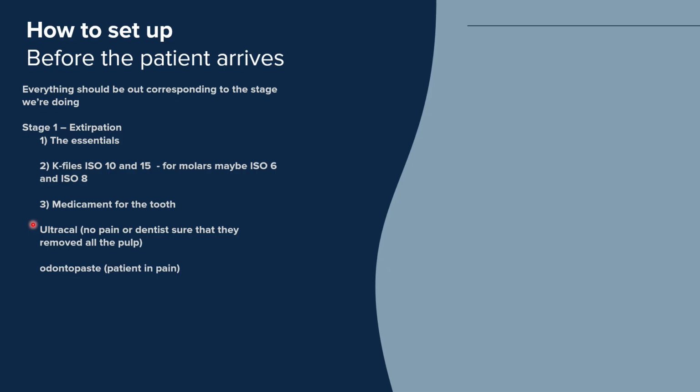So UltraCal, there could be different brand names for it, but calcium hydroxide non-setting paste, make sure it's non-setting. It will be written on the syringe. The other thing that we can use is odontopaste. Not sure if they make it anymore, but there used to be something called Leader-Mix, which has a steroid and antibiotic, but we don't really use that, especially in Australia. I think odontopaste is an Australian brand.